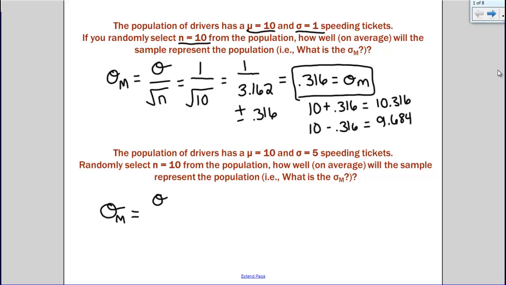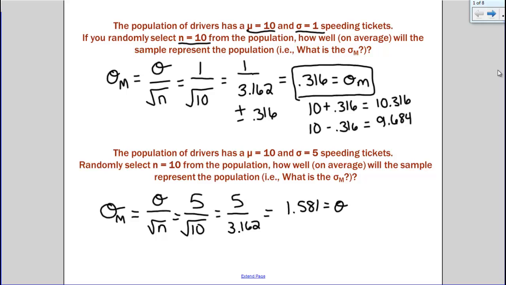So we've got our standard error formula. Now our standard deviation is 5, but our sample size has not changed. It's still 10. So this becomes 5 divided by 3.162. And you end up with 1.581 for your standard error.